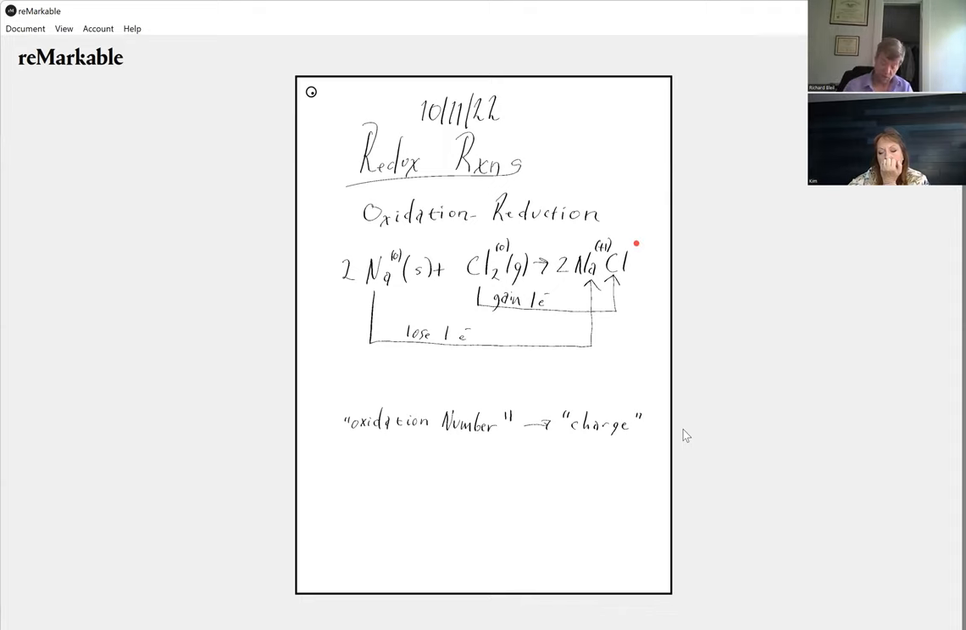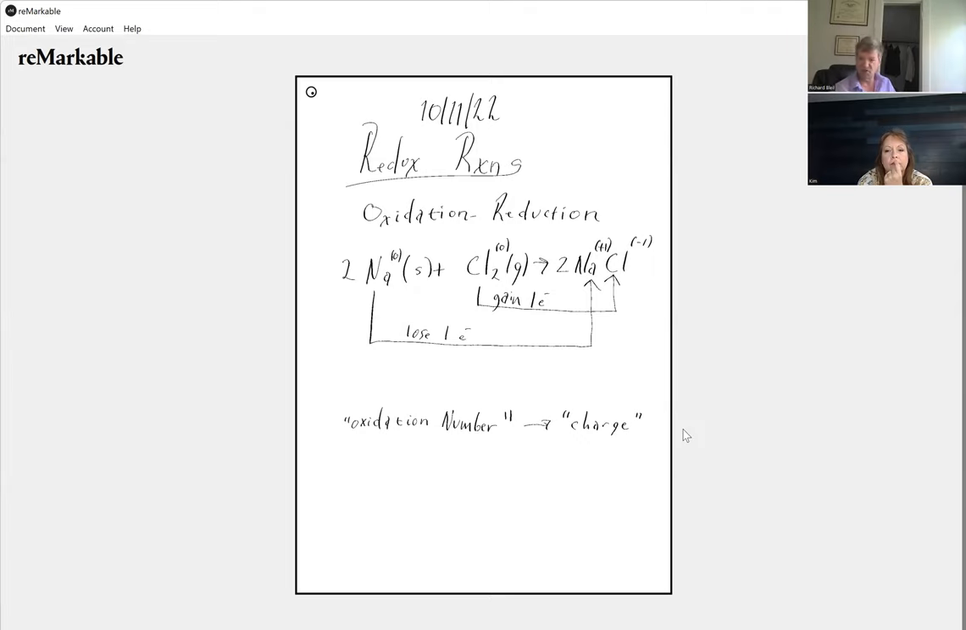Chlorine is a halogen, group 7, which means that in compounds it will have a negative one charge. Now, of course, in total we have two chlorines. So again, we are gaining two electrons because there are two chlorines, which raises a very, very important point.